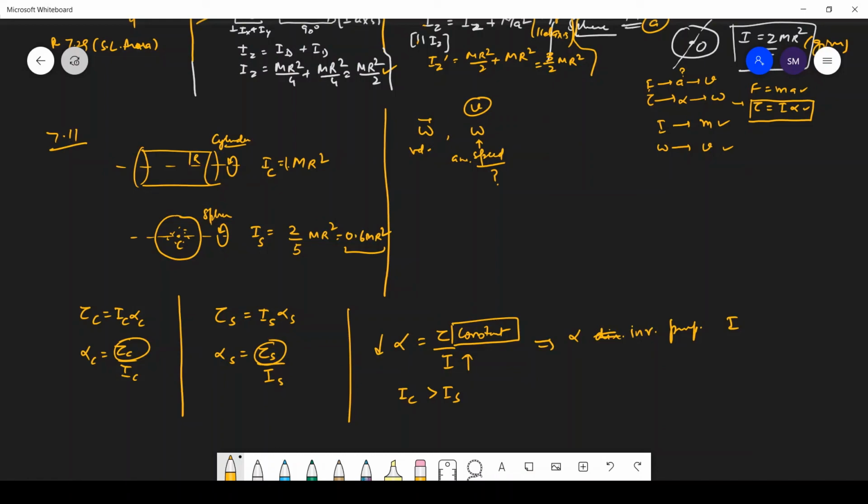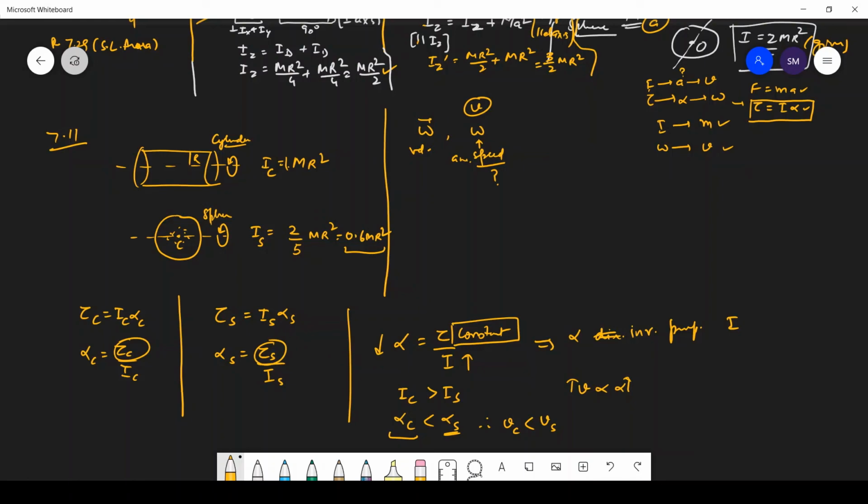So this I_C is greater, so of course alpha for the cylinder will be lesser because it's inversely proportional, you can see. So this alpha will be lesser for the greater inertia, and so the angular acceleration of the cylinder will be lesser. For the sphere it is more, and velocity is directly proportional to the alpha, right? More is the angular acceleration, more will be the velocity. Here the angular acceleration of the sphere is greater, therefore the velocity of the sphere will be greater than the velocity of the cylinder. So this was the question based on this. The sphere will acquire greater angular speed after a given time.